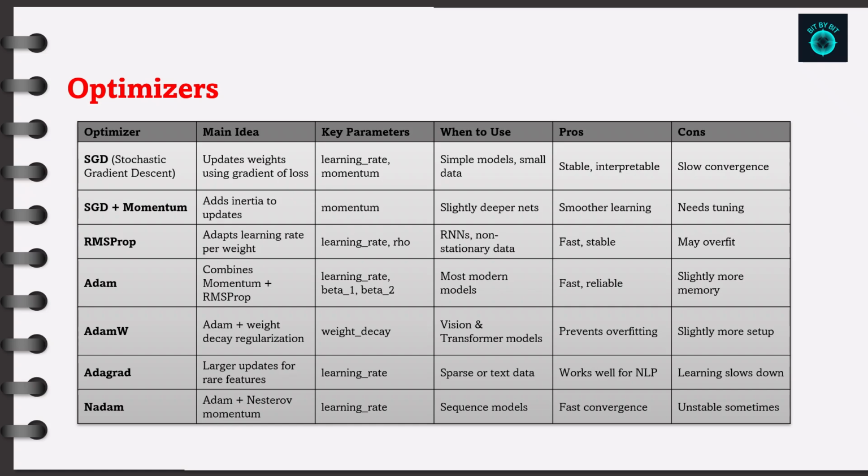AdamW adds weight decay regularization to Adam. It is especially effective in vision models and transformer architectures. Adagrad gives larger updates to rare features, making it popular for natural language processing and sparse data. Nadam, or Nesterov Adam, adds Nesterov momentum to Adam for even faster convergence, but can be a bit unstable. For most cases, Adam or AdamW should be your first choice.